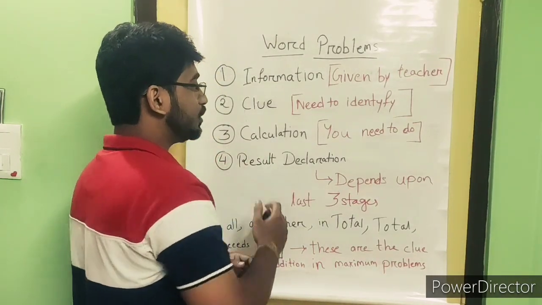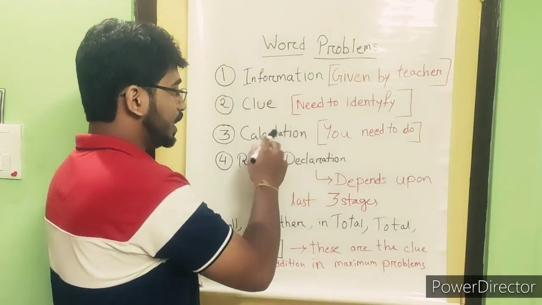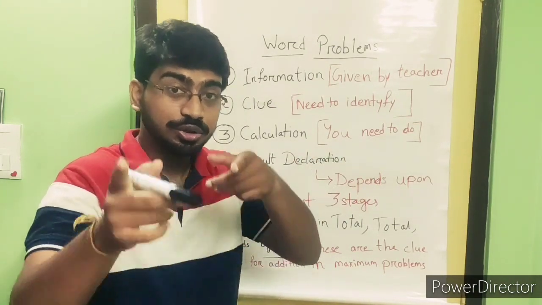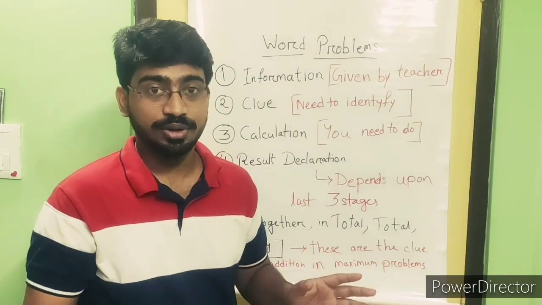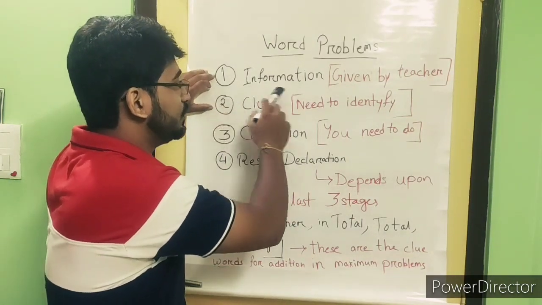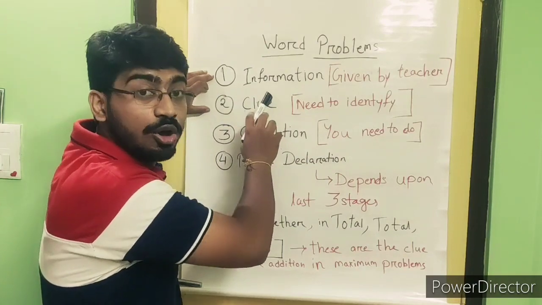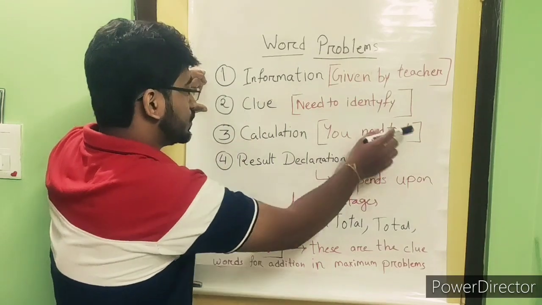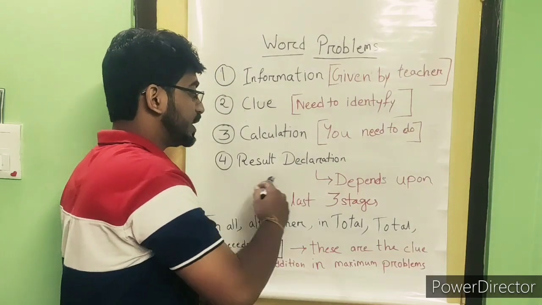Next, 3, calculation. After getting your information and identifying the clue, you need to do the calculation. It is upon you; you only can do the calculation. No teacher, no examiner can do it. Teachers, examiners or question setters can give you these 2 stages, information and clue. You need to observe which one is the information and which one is the clue. After observing, you need to do the calculation by yourself, and after calculation you need to declare the result.